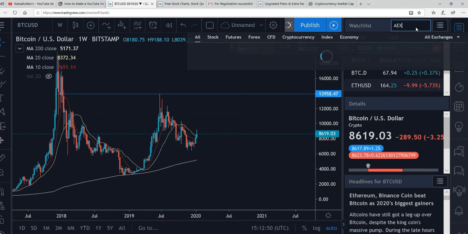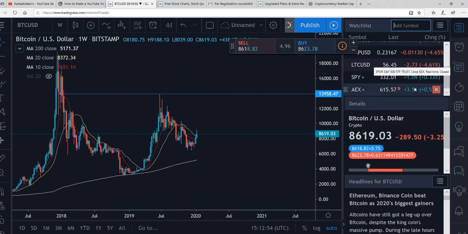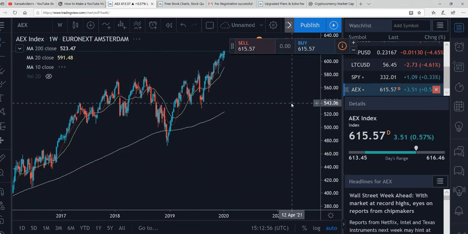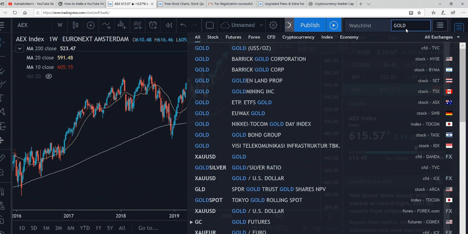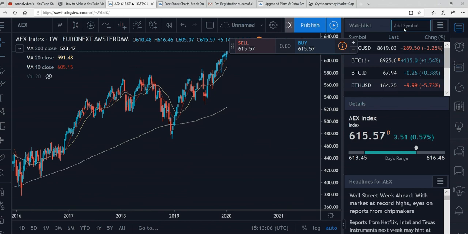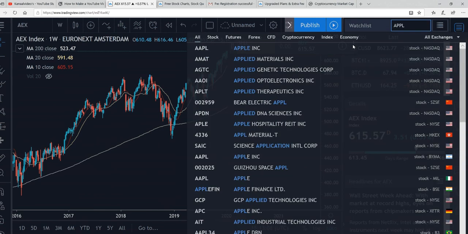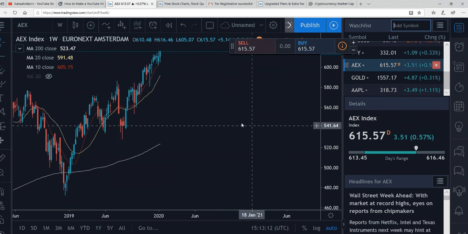What do we want to add more? As well, I like to watch the Dutch stock market. It's always good to follow those trends as well. On other stock markets, for example, gold, you can just choose your own preferences, and they will just be added to the list. And for example, Apple, the stock that has been going parabolic, as you saw at the beginning of this video.